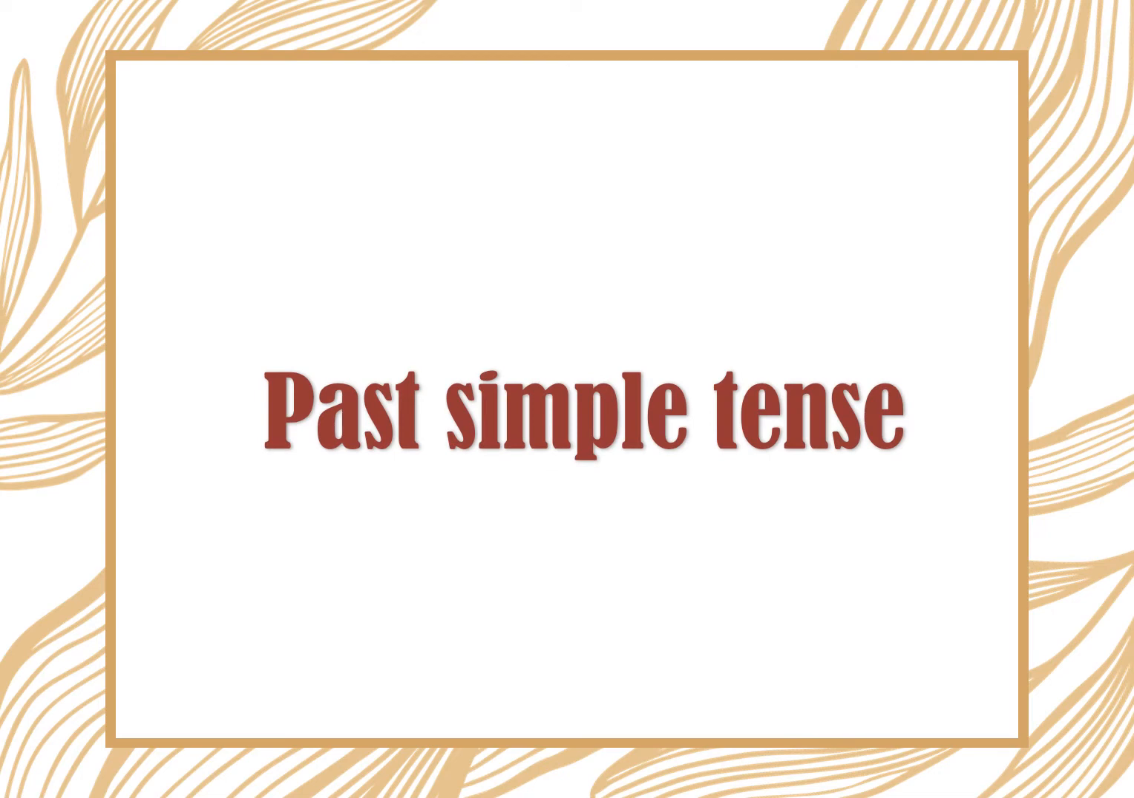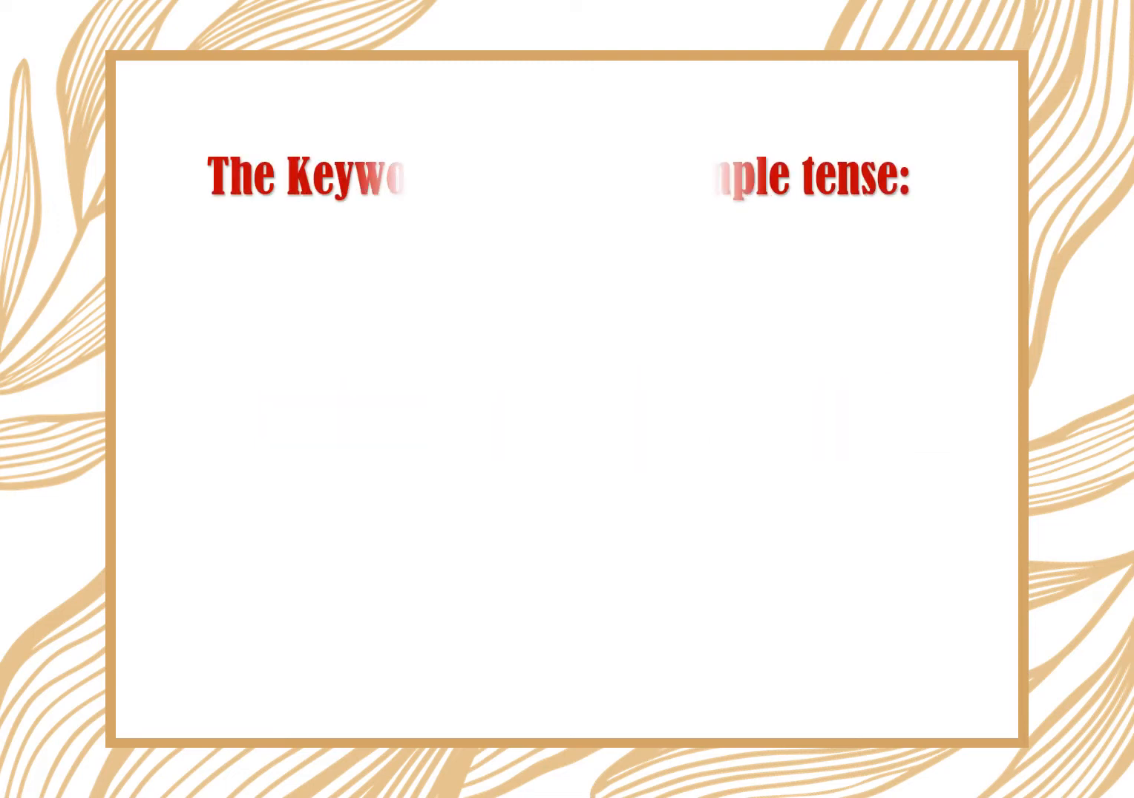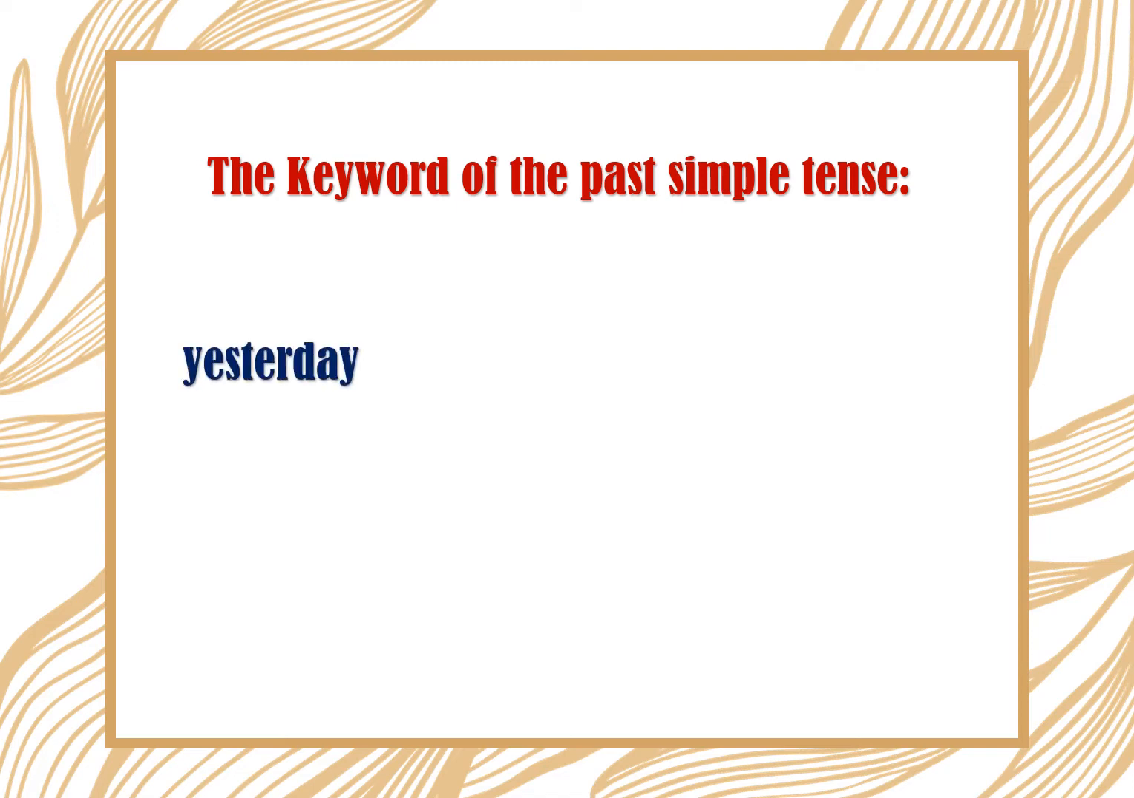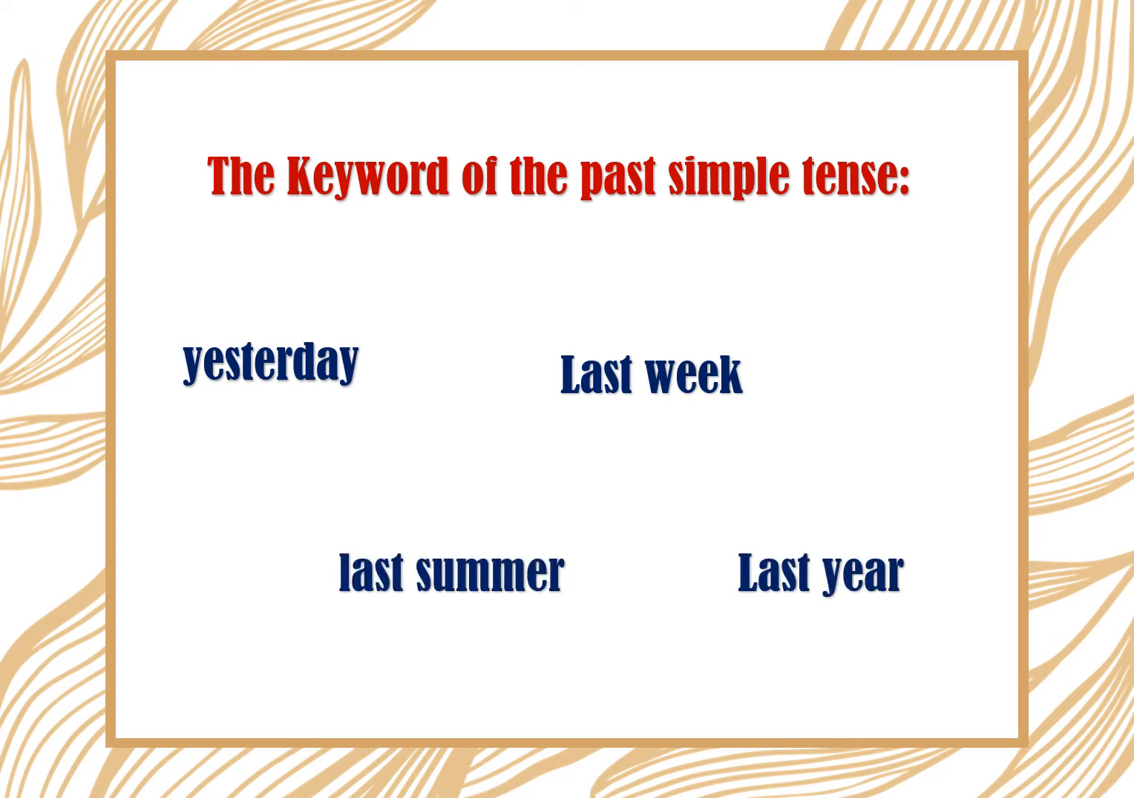Now we will move to another tense, which is the past simple tense, and we will discuss how to use it and what the keywords for this are. Of course, by the past simple tense we mean something happened before. So all of the keywords will show us something that happened before, like an old event. So we have the words yesterday, last week, last summer, last year. Maybe we can use last month, last winter, last Monday, last Friday.